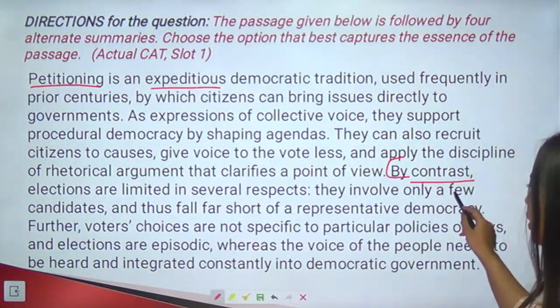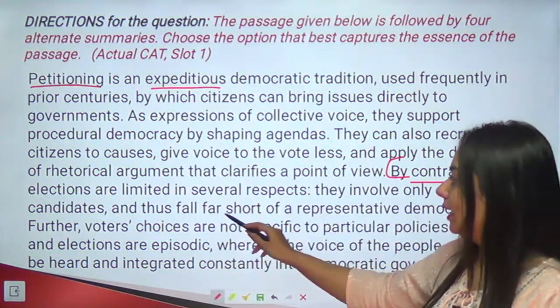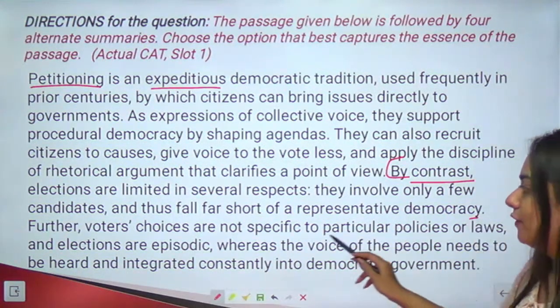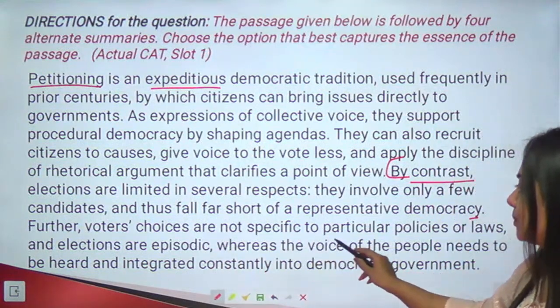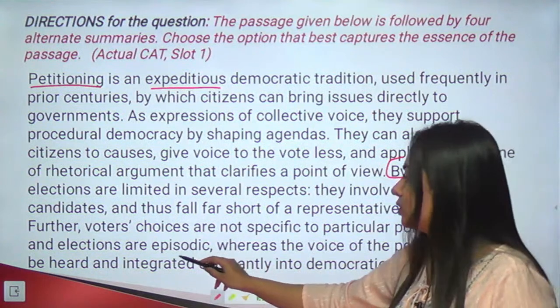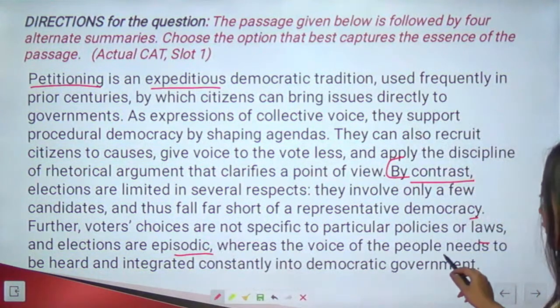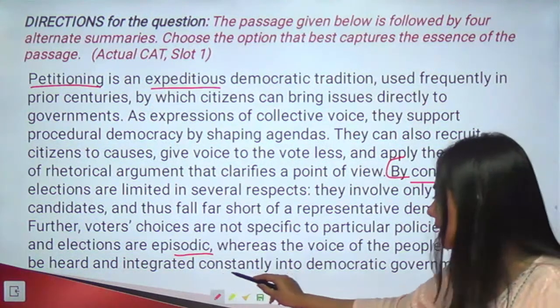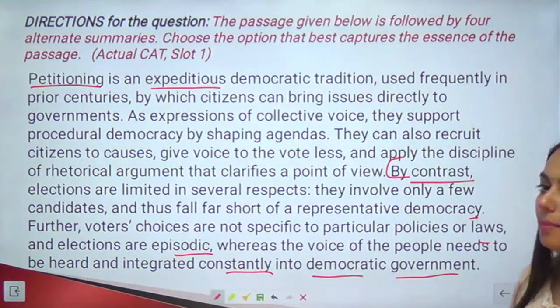They involve only a few candidates and thus fall far short of a representative democracy. Further, voters' choices are not specific to particular policies or laws, and elections are episodic, whereas the voice of people needs to be heard and integrated constantly into democratic government.